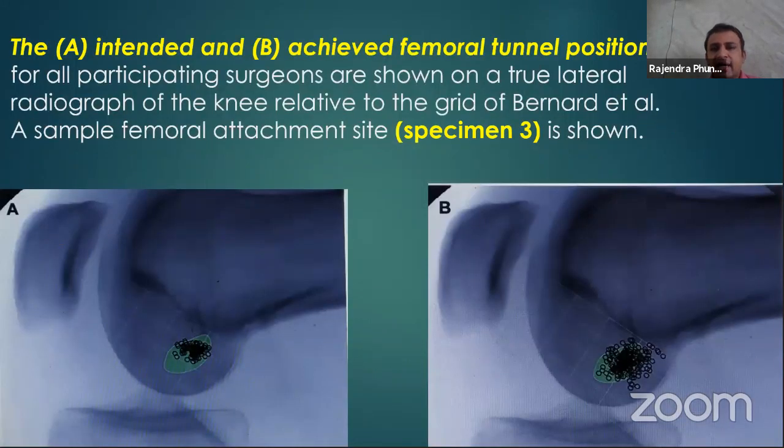The intended and achieved femoral tunnel positions for all participating surgeons are shown in a true lateral radiograph of the knee, relative to the grid of Bernard et al. This is one of the sample specimens, specimen 3, which is shown in this picture.